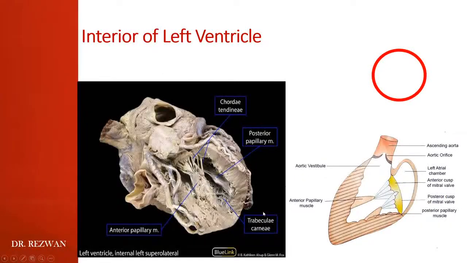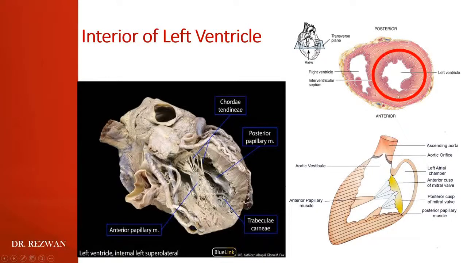Over here we can see the interior of the left ventricle. We can see the papillary muscles, the anterior papillary muscle and the posterior papillary muscle. These are the chorda tendineae, and obviously this will be the cusp of the mitral valve. You can see the mitral valve, 2 cusps, 2 papillary muscles, and this area is called the aortic vestibule, through which it is communicating with the ascending aorta, and this is the aortic orifice.